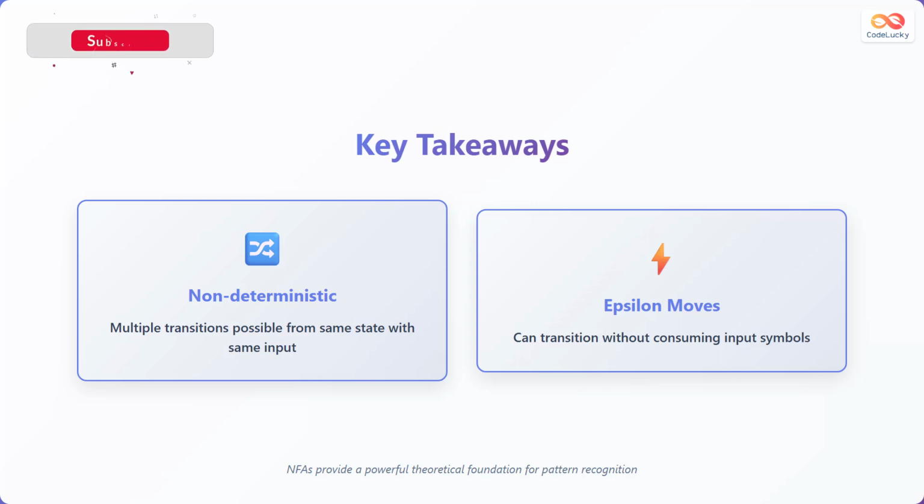Let's summarize the key takeaways about NFAs. NFAs are non-deterministic, meaning multiple transitions are possible from the same state with the same input. Additionally, NFAs can have epsilon moves, allowing them to transition without consuming input symbols. NFAs provide a powerful theoretical foundation for pattern recognition in computer science.